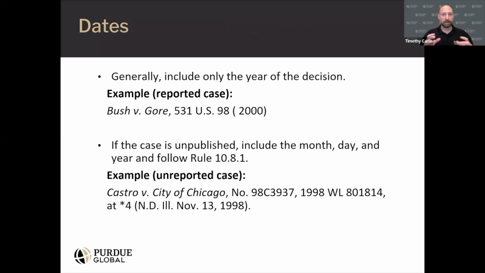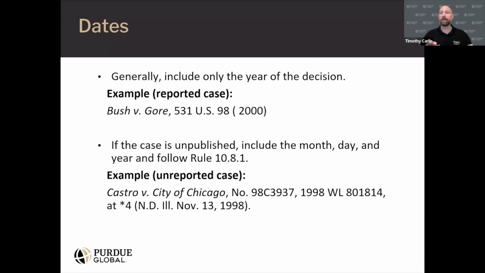Dates, I talked about this before. Again, year of the decision. If it's an unpublished decision, we talked about that briefly, it gets a little more confusing. You need to go to Rule 10.8.1, and you need to provide quite a bit of information that normally wouldn't be there, because in a published reporter, it's going to be the volume and the reporter itself. Unpublished, you're going to need to provide this information.